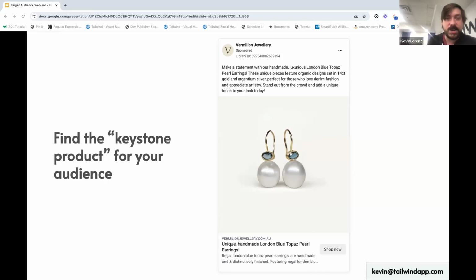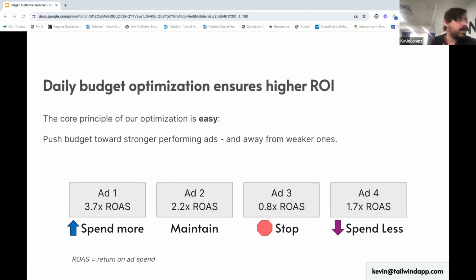So yeah, the question here is, what are we doing exactly? How did she find this keystone product? And what kind of takeaways does she get from that, right? And what we do here is actually really simple. We look at what ads are doing well, right? So you see ad one here. It's a 3.7x return on ad spend. That's what ROAS is. We see an ad performing like that.